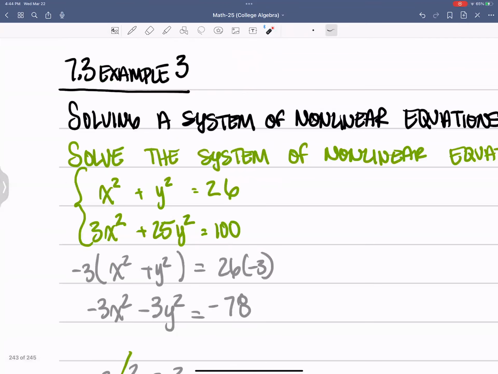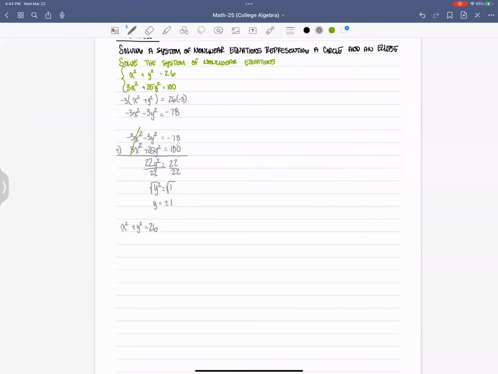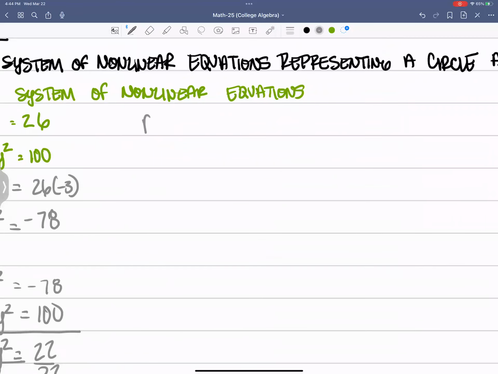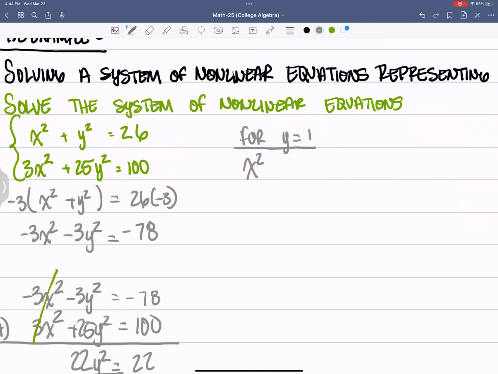Let's be lazy and use equation 1. So that was our x squared plus y squared equals 26. And we have 2 solutions that we're going to look for. So we'll do for y equals +1, and we also have to look for when y is -1.